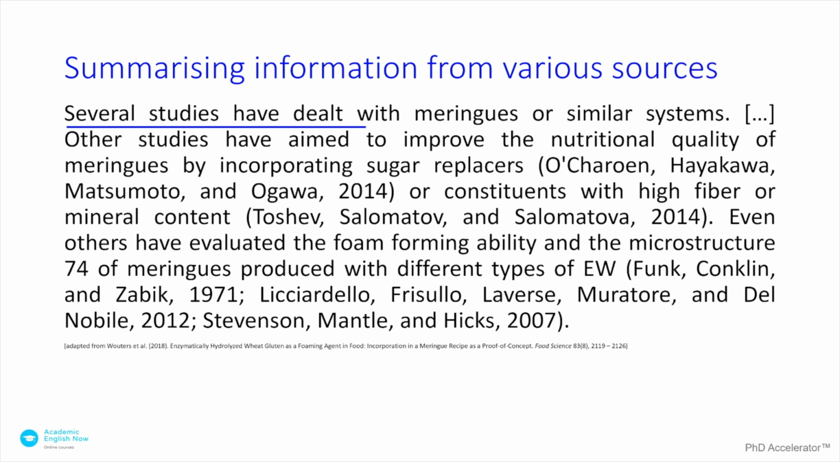So, in here, we've got a few examples. Several studies have dealt with, right? Other studies have aimed to, and even others have evaluated, right? So in here, the writer clearly is showing us, perhaps, the historical development of research, and really what we know thus far about several different topics. And that's why you can see that every sentence has several references in them, right? So that's one example of summarizing information from various sources.